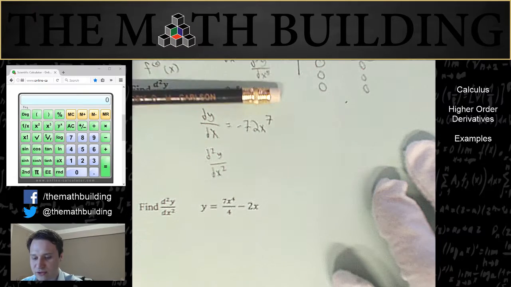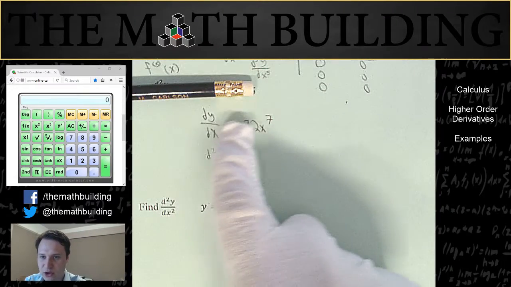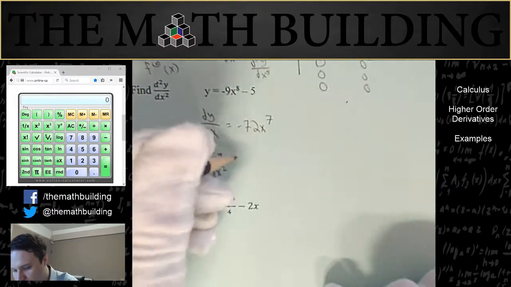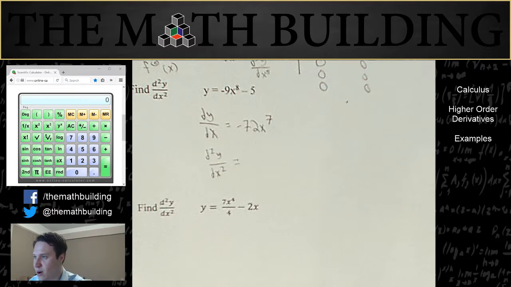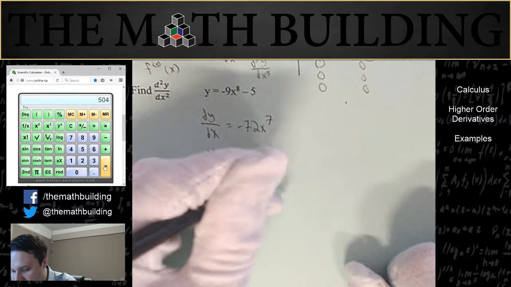And totally ignore this. We don't need to look at this anymore. Now it's like we have a new function, a new equation, and now we're just going to find the derivative of this new equation. And so we just do the power rule again. So 72 times 7 equals 504. So this is negative 504x to the 6.